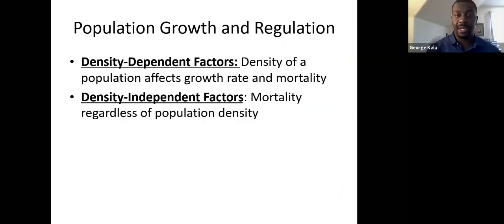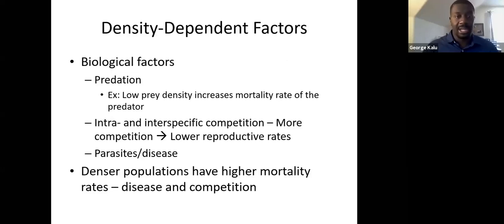Okay. So we can have different types of factors here. We can have density-dependent factors and then density-independent factors. Density-dependent factors are factors that are going to affect population size based on the population density. Okay. This is going to affect population growth based on the density of the population and affect mortality as well. Okay. Density-independent factors are factors that are going to affect the overall mortality rate, but they're going to affect the mortality rate for reasons other than the population density itself. Okay. So we're going to take a look at a few of these, and we're going to speed through this. I know we're getting to the end here. But we're going to look at density-dependent factors.